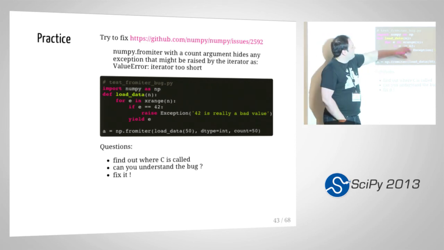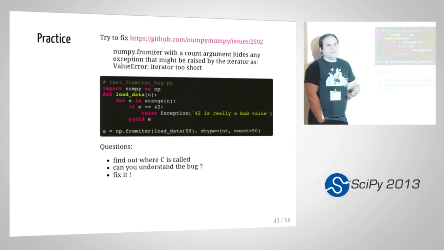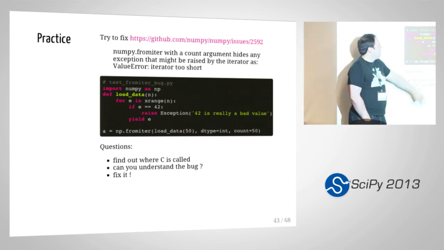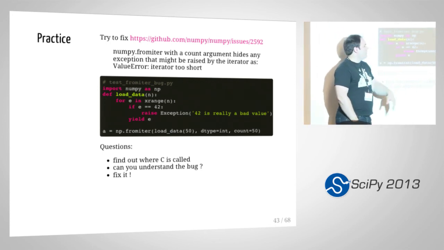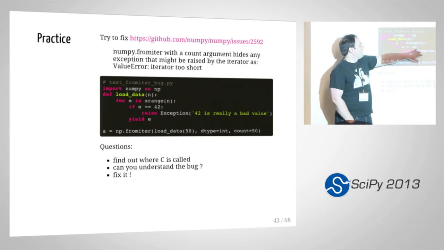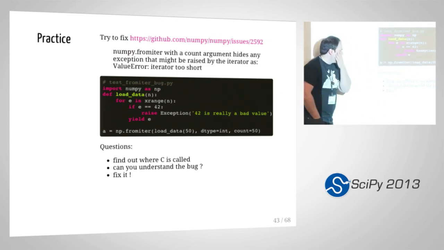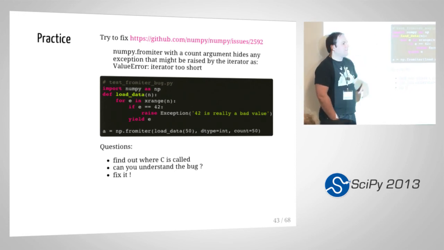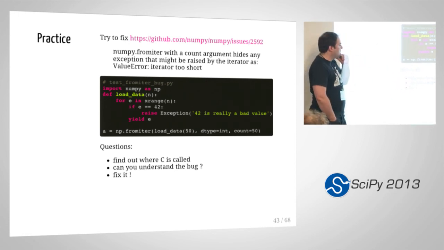And the bug is, fromiter is just a function to create a NumPy array from an iterator. And basically, the exception is swallowed. So you get an exception when you call fromiter, but that's not the exception you should get. So the goal of the exercise is to fix that bug.